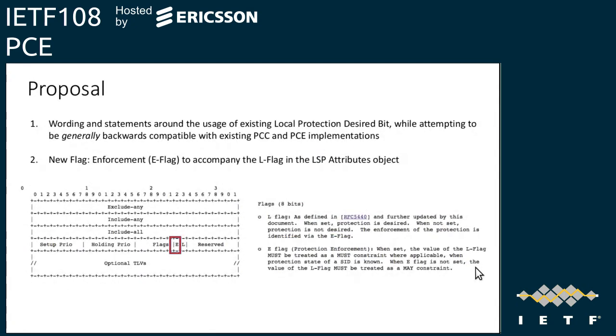So the proposal to achieve this is just using another bit. Today we've got the L flag for local protection desired, and there's a new E bit for enforcement. Between the combination of these 2 bits, it really gives you control over all of the different options. And of course, the document itself talks about different wording and statements on how to actually achieve all of this. Next slide, please.